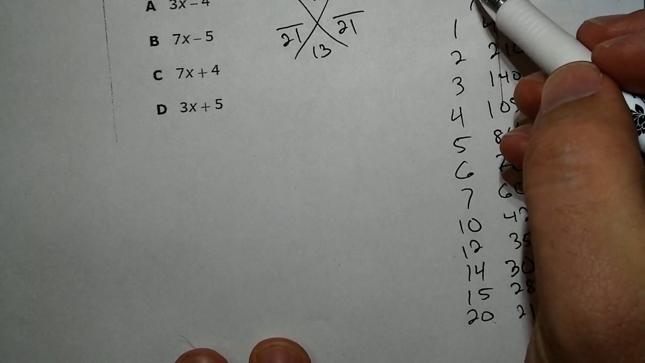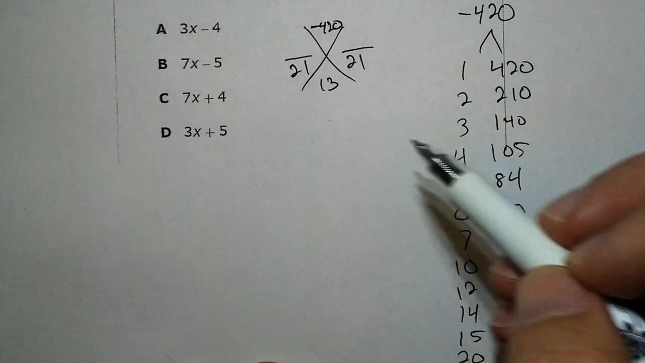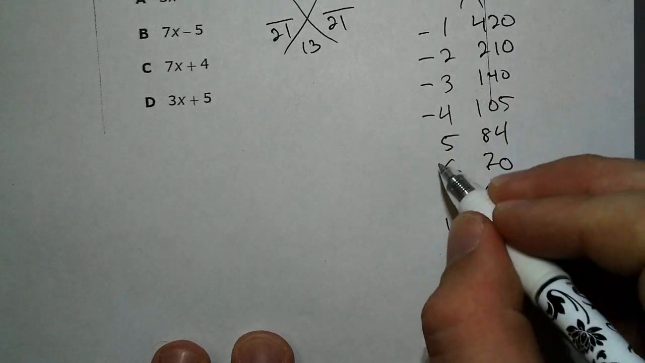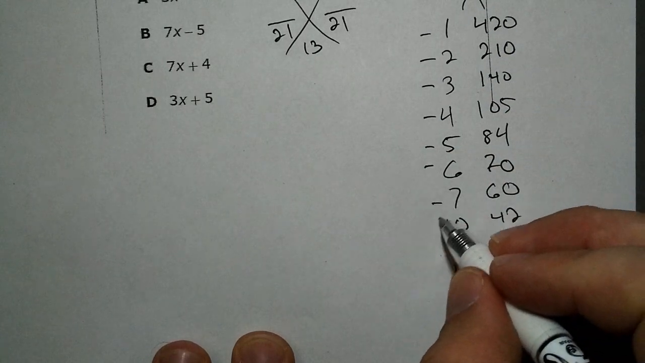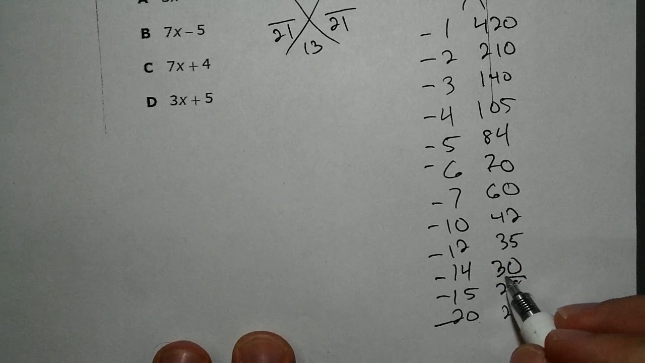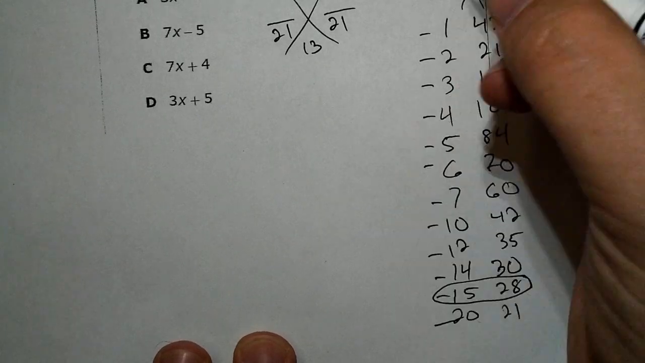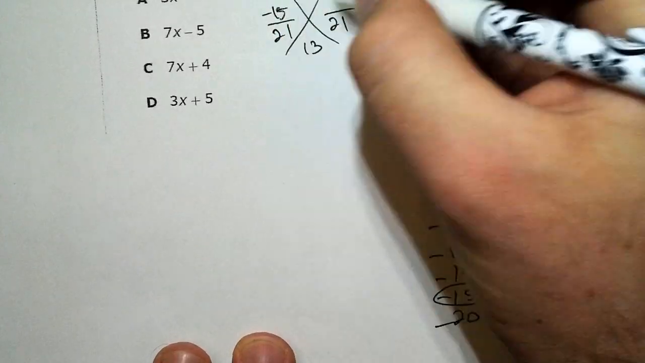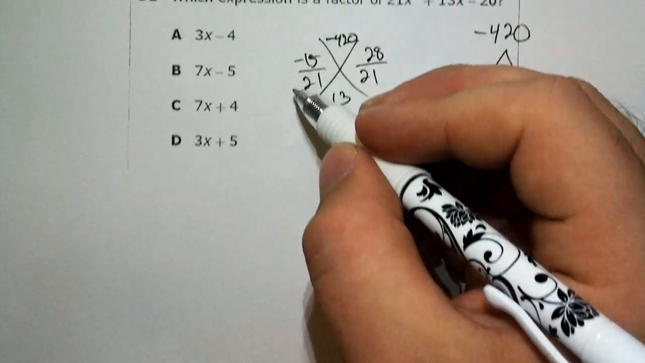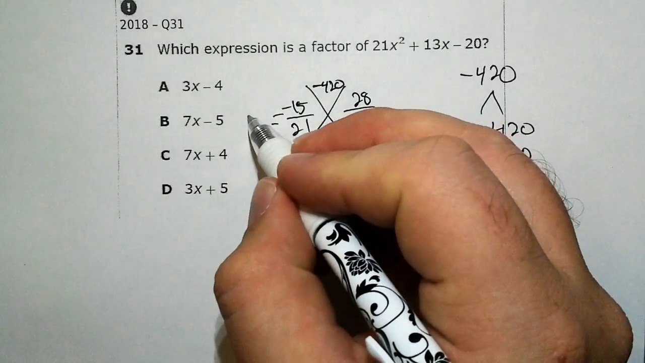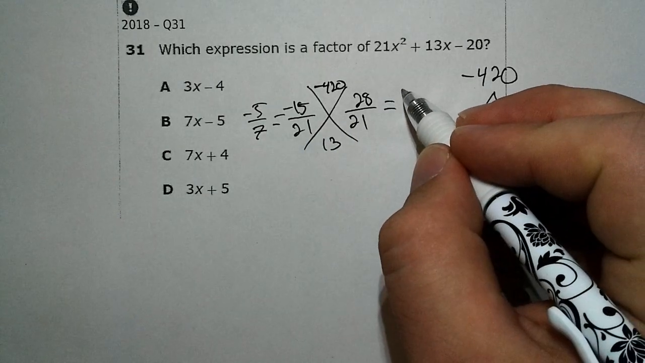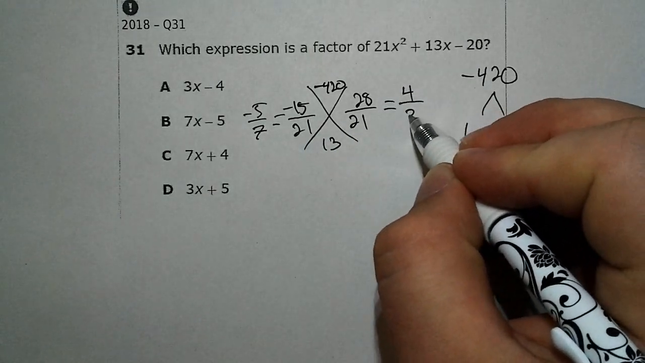Now, they multiply together to get a negative, but they add together to get a positive. So my smaller number is negative. And I need to see what is a difference of 13. Well, 13 and 15 is 28. So put in negative 15 and positive 28. We can simplify those fractions. This, I can divide them both by 3. I'd get negative 5 over 7. On this one, I can divide them both by 7. I would get 4 over 3.